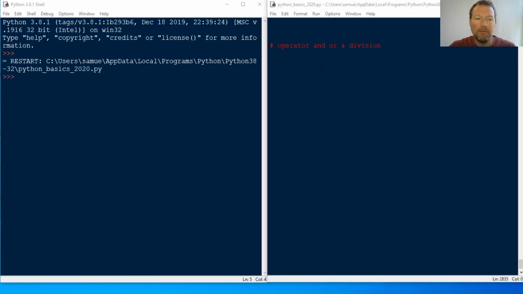Hi everybody, this is Sam with Python Basics, and we're going to be continuing on with our operator module series. Today we're going to be looking at and, or, and the two division functions.